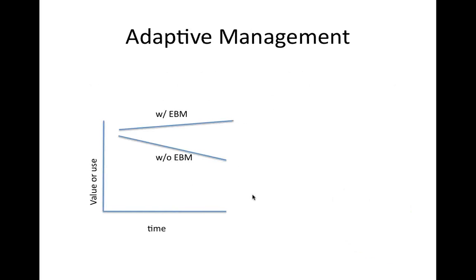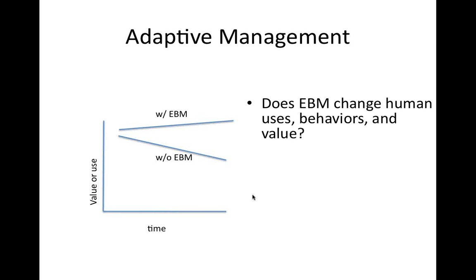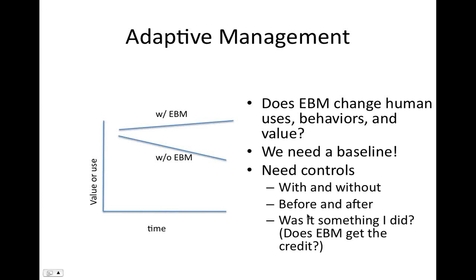Okay. We're also interested, if we're interested in adaptive management, in understanding what's the world like with EBM and what's the world like without EBM. And we hope that by doing EBM, we're improving values and the value of use. The real question is, in some cases, does EBM change the behavior of people or the way people use ecosystems or the values that we place on it? And to be able to answer that question, what we find is that we really need a baseline. We have to start collecting data so that when we implement policies, we have a baseline to compare behavior and value after the fact with before the fact.